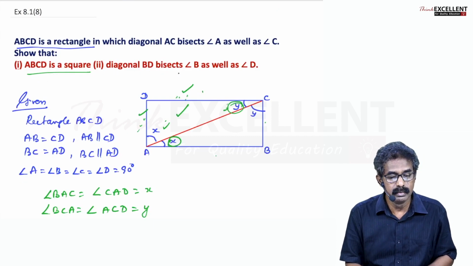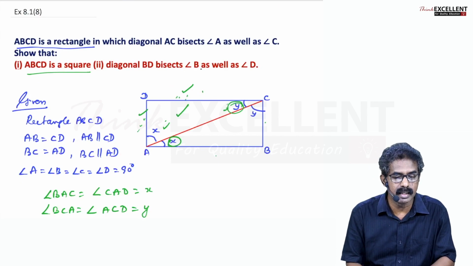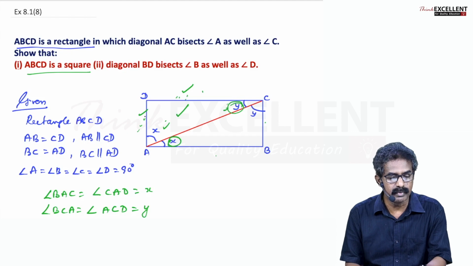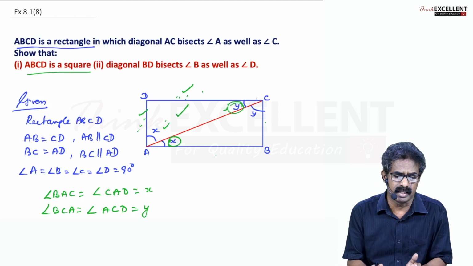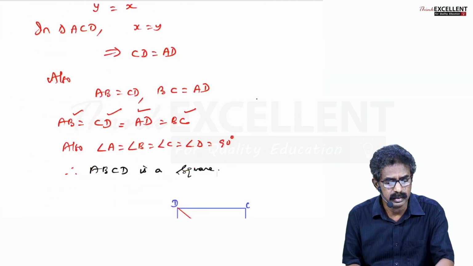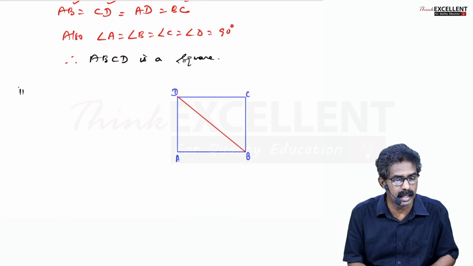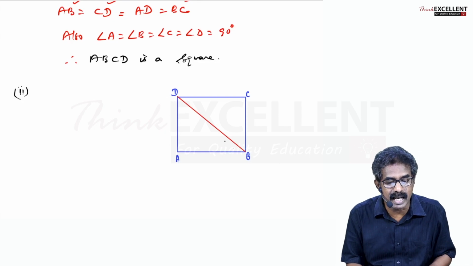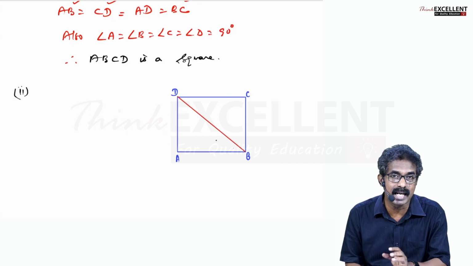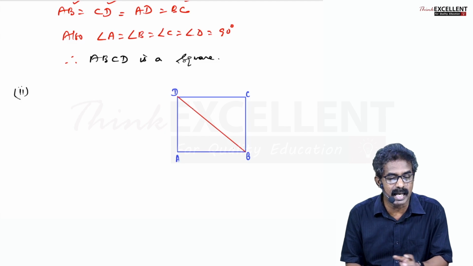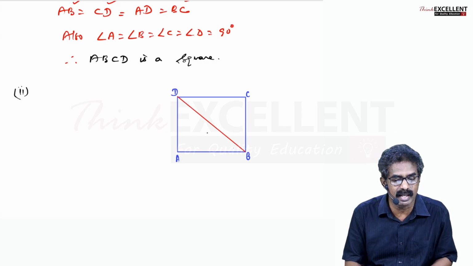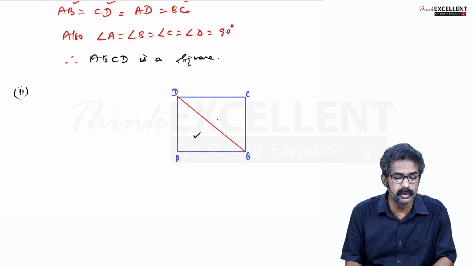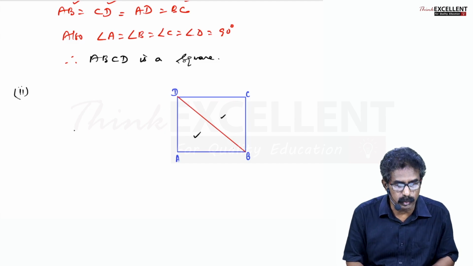Diagonal BD bisects angle B as well as angle D. Now we proved ABCD is a square, so the rectangle becomes a square. This is a new diagram for the second part. ABCD is a square now, and BD is a diagonal. We have to prove the diagonal BD bisects angle B and angle D. That's very simple. Try to prove these two triangles are congruent. See how to prove that.